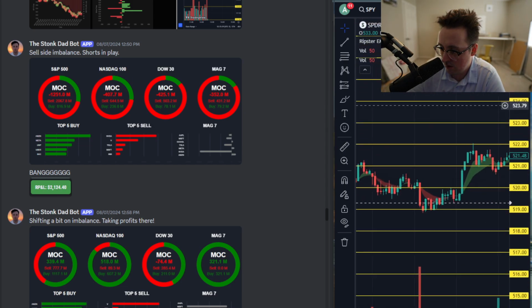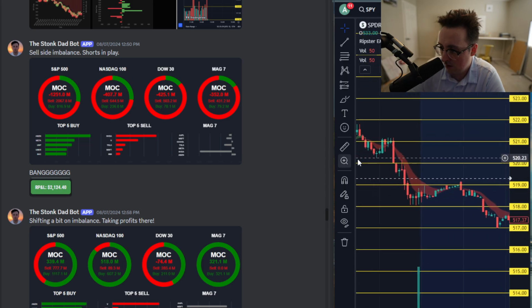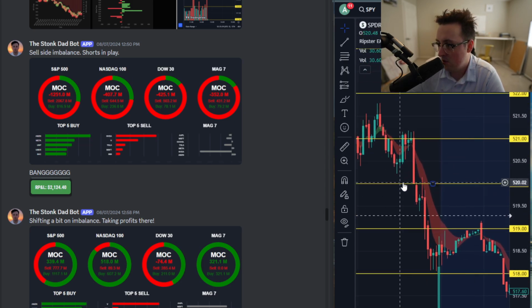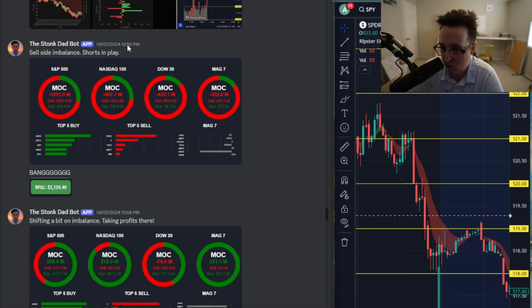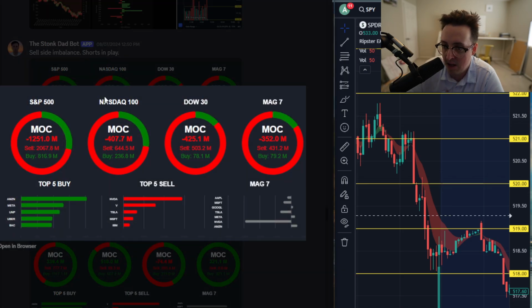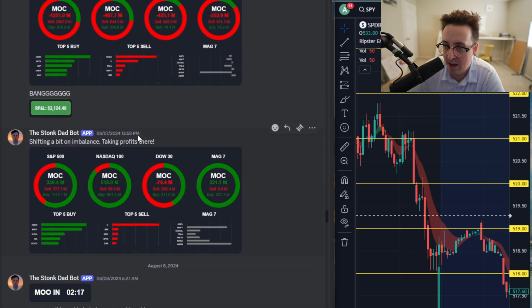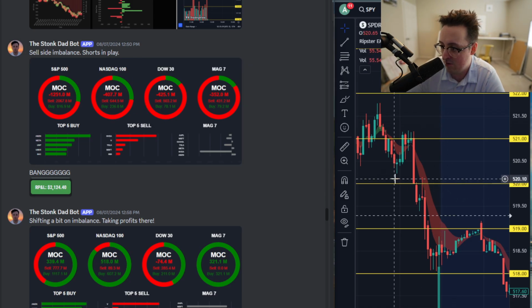Okay, we're almost there. Okay, here we go. So here's the last 10 minutes. Pretty much right when that data came out, we got that huge move to the downside, that big red candle. And you can see how it was also sell side right when that came out at 12:50 my time, 3:50 Eastern. It was at 1.25 billion sell side S&P, and then minus 400 million Nasdaq. And we caught that to the downside almost perfectly.